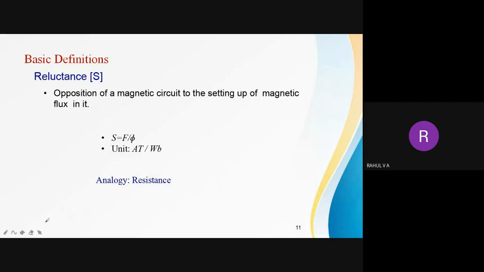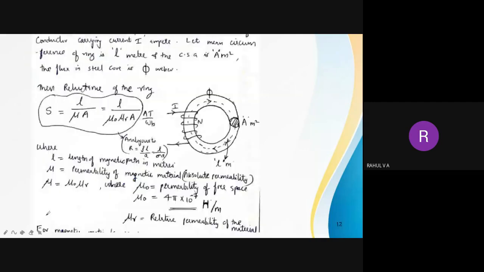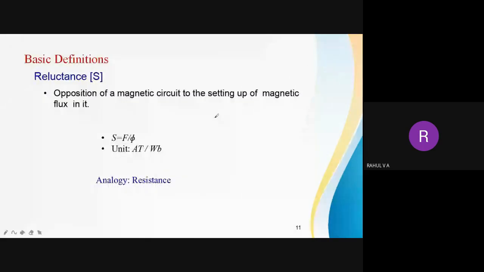Next one, we will see some equations here. Before that, similarly, we know that resistance is equal to rho L by A. What is rho?